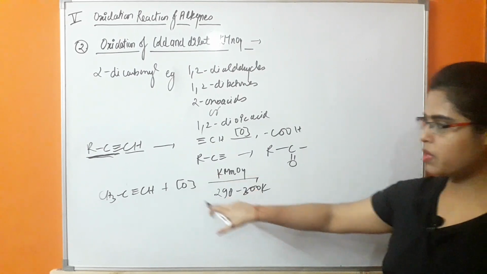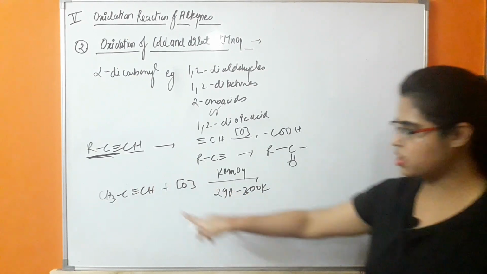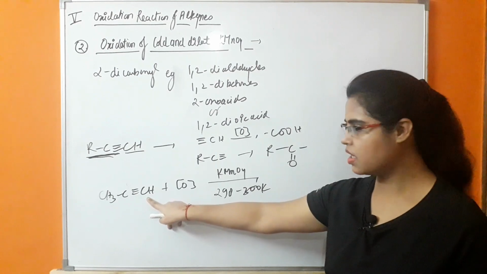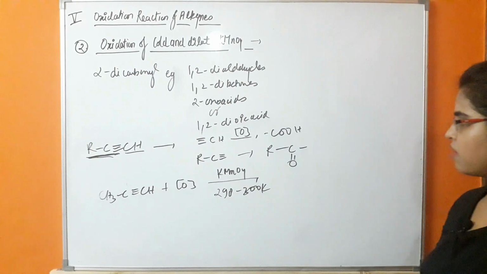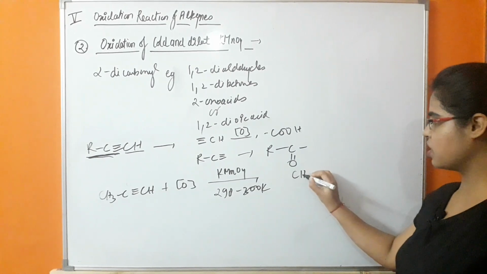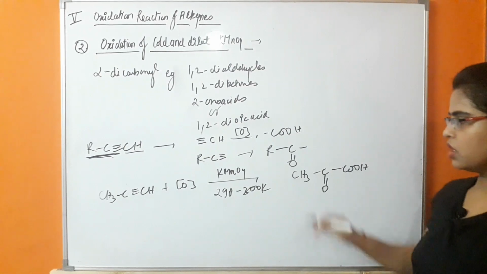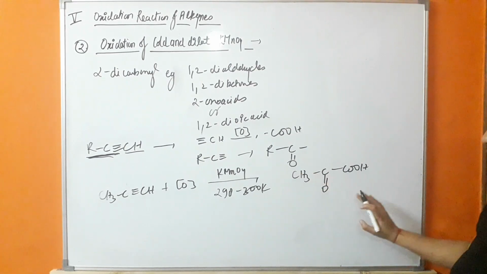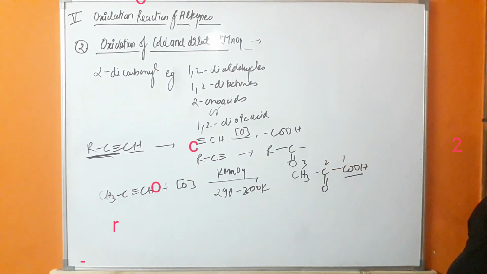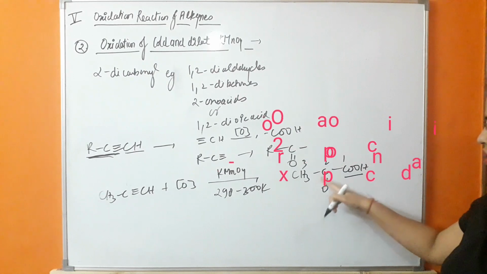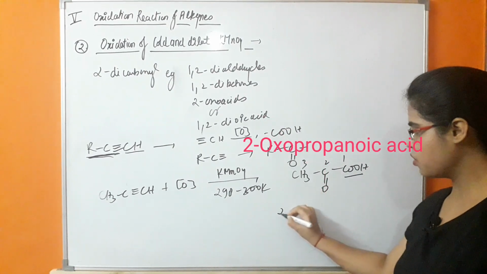In this case, there will be cleavage of the pi bond. So this part will form carboxylic acid, whereas this part will form a carbonyl compound. So there will be formation of CH3, C double bond O, COOH. So this compound will be formed. What will be the IUPAC name of this compound? 1, 2, 3. This is the principal functional group, so this will be treated as a side substituent now. What is the name of this side substituent?